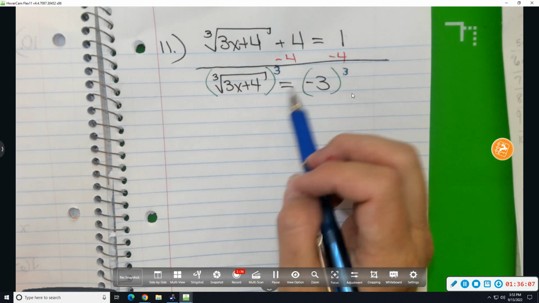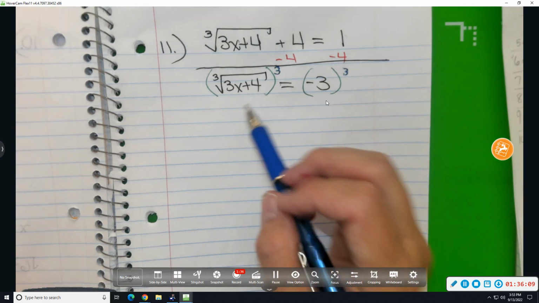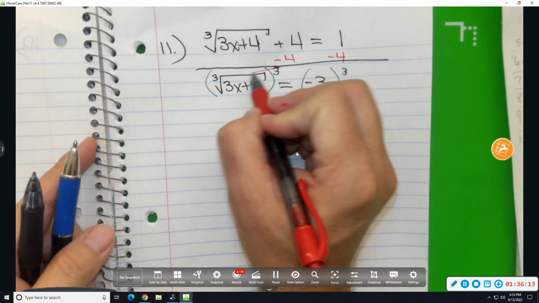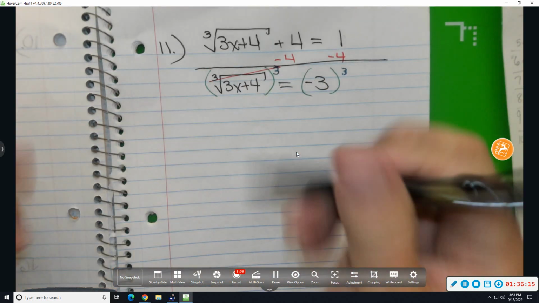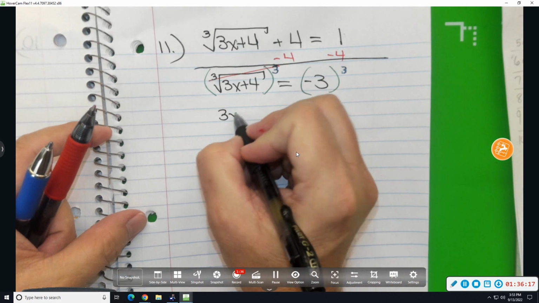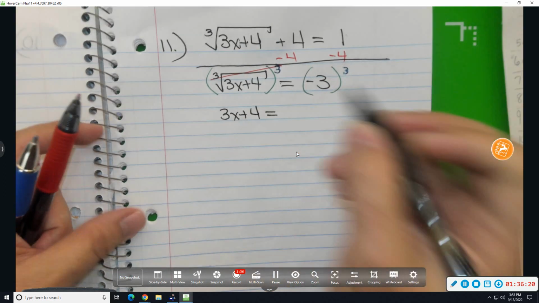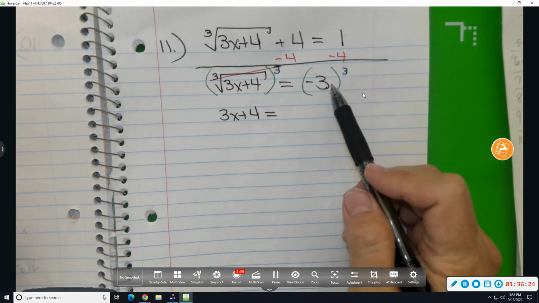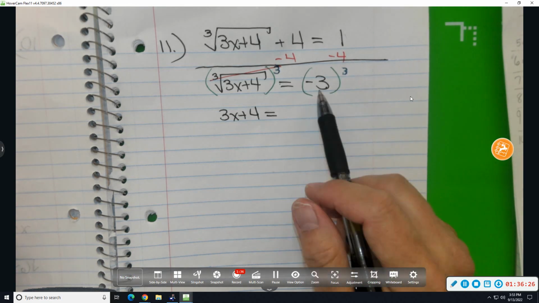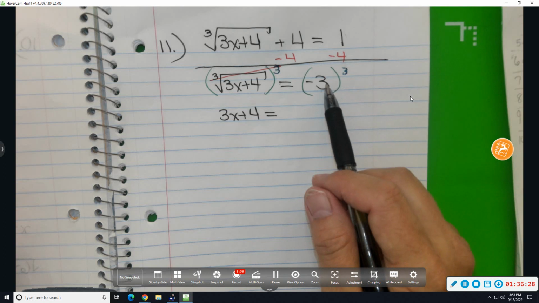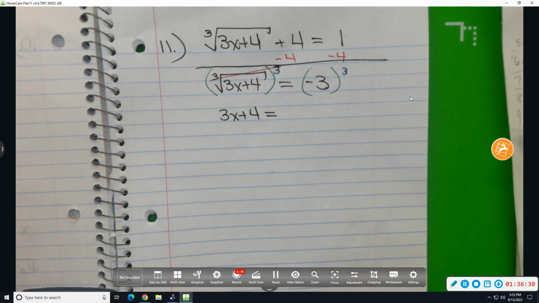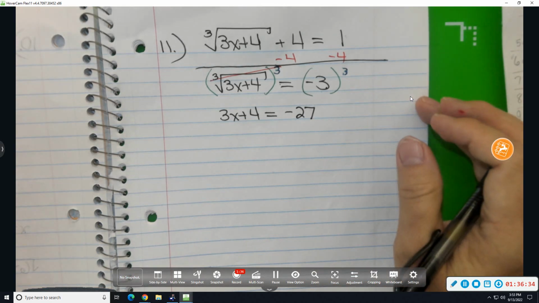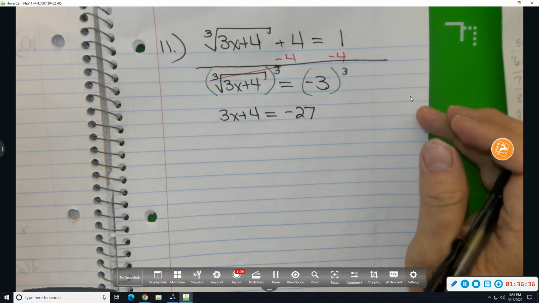What have we got on the left side? 3x plus 4. Okay, the cube and the cube root cancel each other out. I agree with the 3x plus 4. Now on the right, don't say negative 9. Write it out: negative 3 times negative 3 times negative 3. So it's negative 27. Negative 3 times negative 3 is positive 9, times another negative 3 is negative 27.